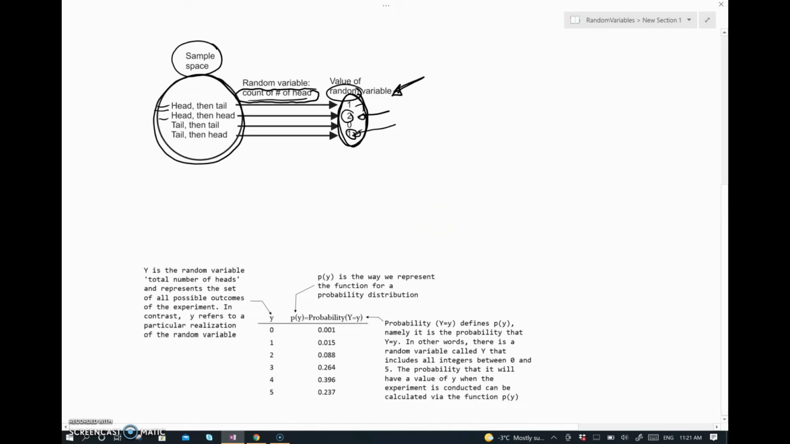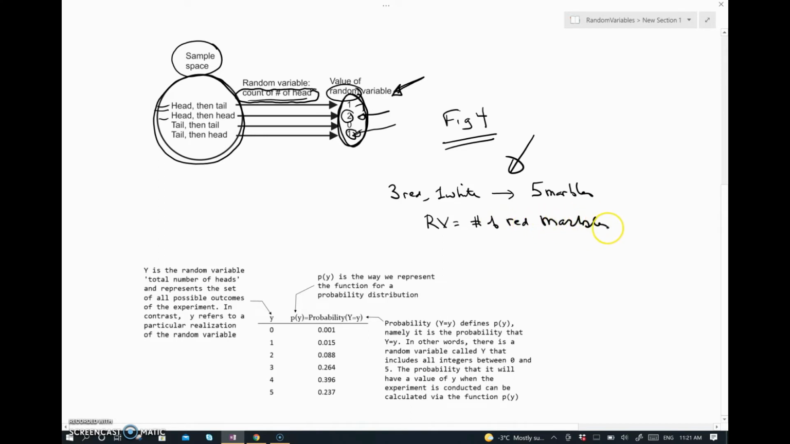So with that brief introduction, I want to move on to figure 4 in your notes, which is the table that's shown here. This is the result of a very simple experiment where we had 3 red and 1 white marble in a sack, and we draw 5 marbles with replacement. And the random variable in this case is the number of red marbles.